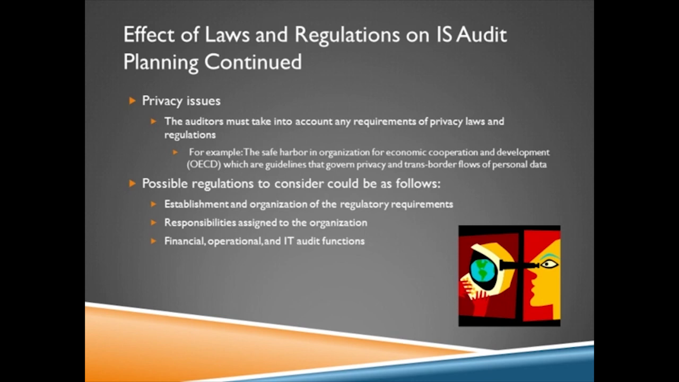Now, some of the regulations that you should consider could be things like the establishment and organization of regulatory requirements, the responsibilities that are assigned to the organizations, any financial, operational, and other IT audit functions that would fall underneath those regulations. Now, there are two major areas of concerns when we're talking about these regulations. One, of course, is the legal requirements for us, the people doing the auditing, the auditors. There are laws and regulations and contractual agreements that we have to follow under. There's also legal requirements for the auditee. That would be requirements for their systems, as we said, their data management, reporting. And those two areas are going to impact the scope and objectives of the audit. Again, if you think about examples, Sarbanes-Oxley and HIPAA are perfect examples of regulations that do affect how we are going to conduct the audit and the requirements that the auditee has to undertake.